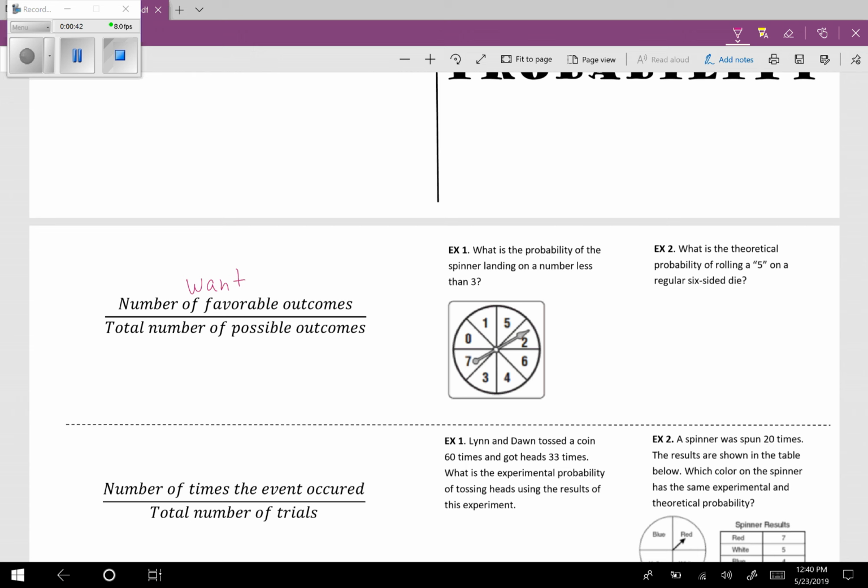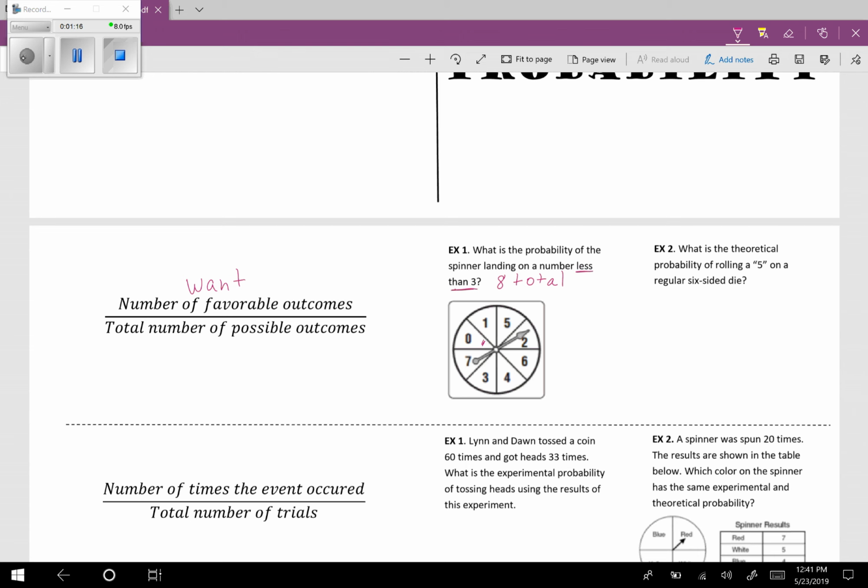So on here, example 1, it says, what is the probability of the spinner landing on a number less than 3? So we need to go and look. This spinner has 1, 2, 3, 4, 5, 6, 7, 8 sections. It's got 8 sections, so there's 8 total possibilities, okay? But we need to find the number of possibilities where we have less than 3. So just look at each section and see which one has a number in it that's less than 3.